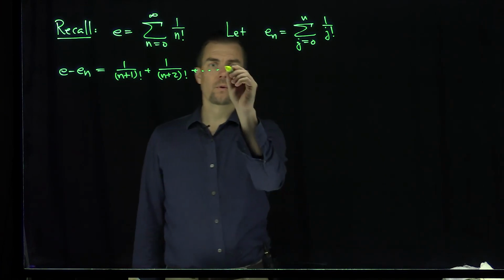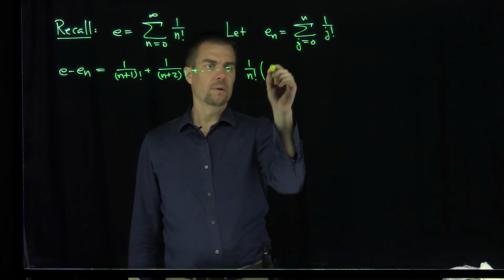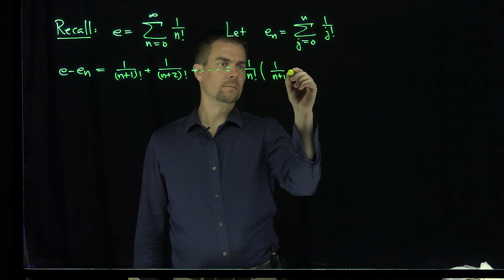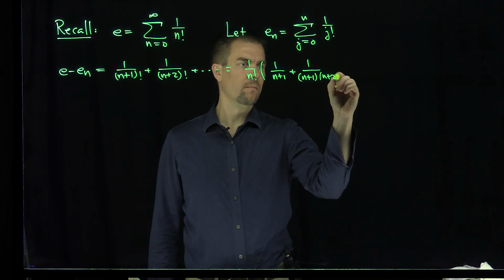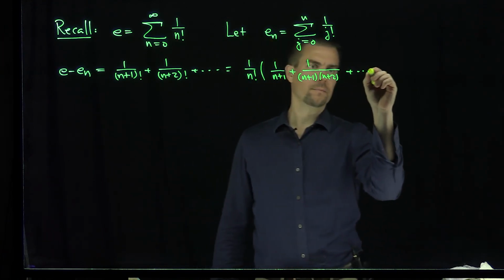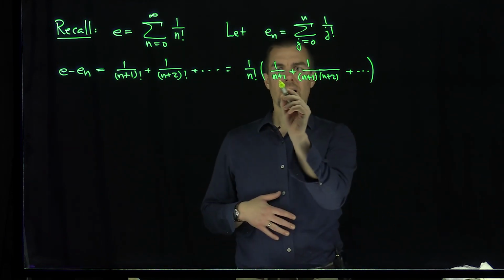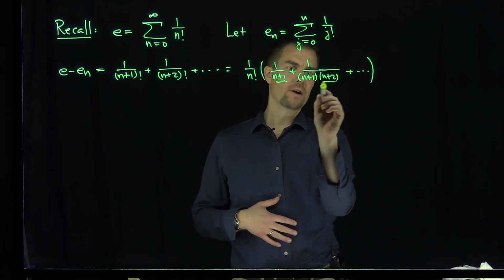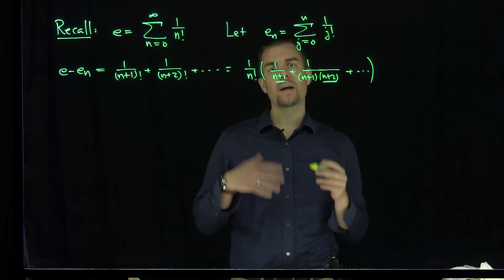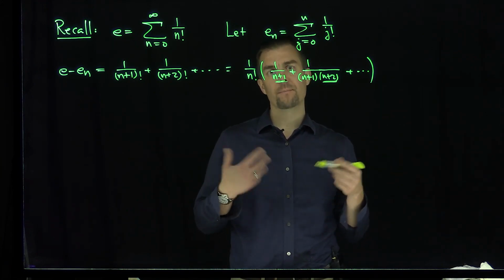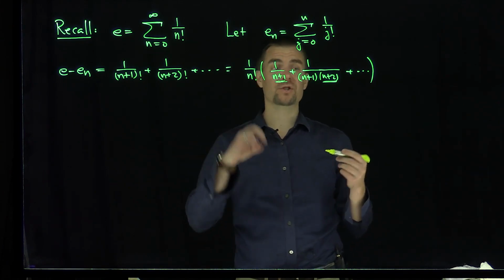I'm going to pull out a 1 over n factorial, and then I'll be left with a 1 over n plus 1, plus 1 over n plus 1 times n plus 2, and so on forever. Now I claim that this is less than what I get if I leave this n plus 1 here, but every other term like this n plus 2 or n plus 3 or n plus 4, I'll replace with n plus 1. I'll make this bigger by replacing those with n plus 1, making the denominator smaller.